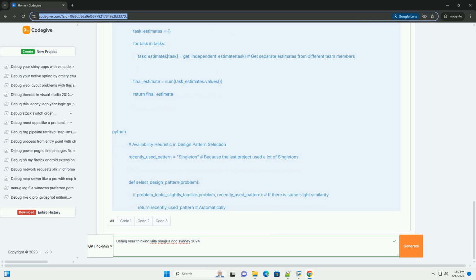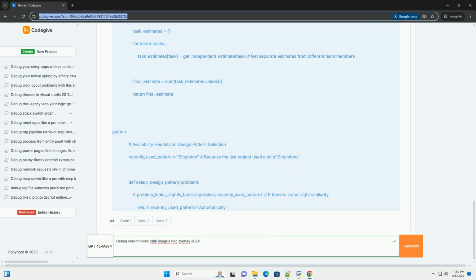5. Embrace failure and learn from mistakes. Definition: view mistakes and failures as opportunities for learning and growth, not as reasons for shame or discouragement. Bugs in your thinking: a fear of failure can lead to risk aversion, lack of innovation, and an unwillingness to admit mistakes.